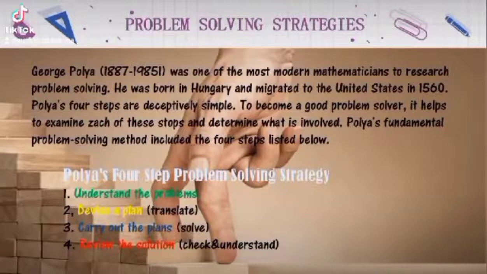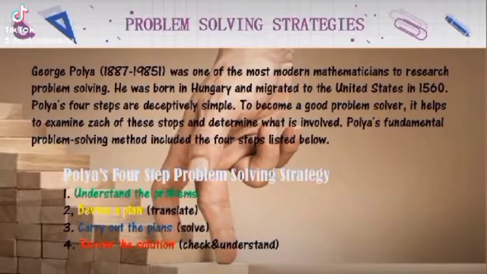Polya's 4 steps are deceptively simple. To become a good problem solver, it helps to examine each of these steps and determine what is involved. Polya's fundamental problem-solving method includes the 4 steps listed below: number 1, understand the problem; number 2, devise a plan; number 3, carry out the plan; number 4, review the solution. In short, first is to understand, second is to translate, third is to solve, and fourth is to check.